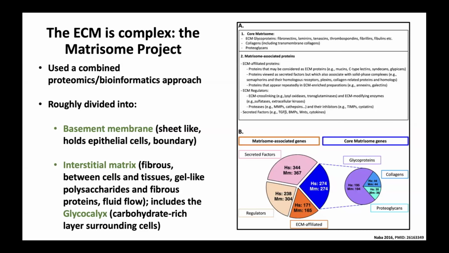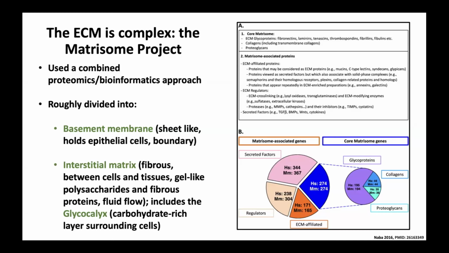And the first thing I want you to note is that there's a ton of stuff. We think about the ECM as collagen and a couple other fluffy things. But in fact, if you look at the numbers of proteins, secreted factors, regulators in either the human Homo sapiens or mouse Mus musculus, you can see that there are hundreds of different kinds of components of the ECM. And they can be roughly divided in a couple different ways.